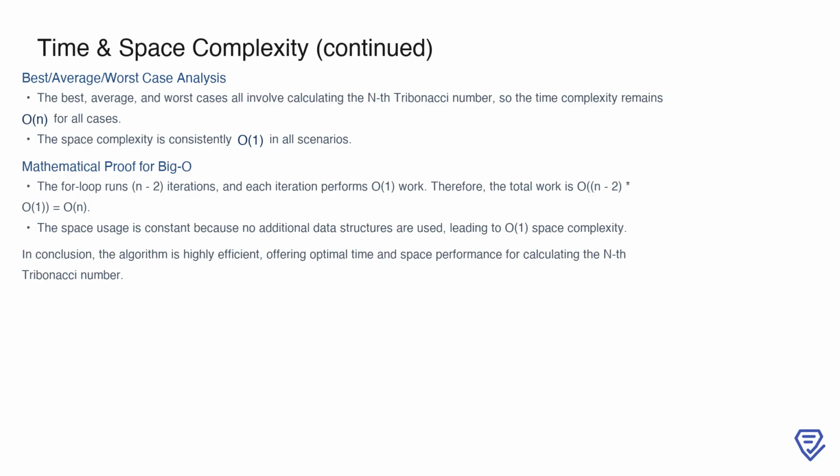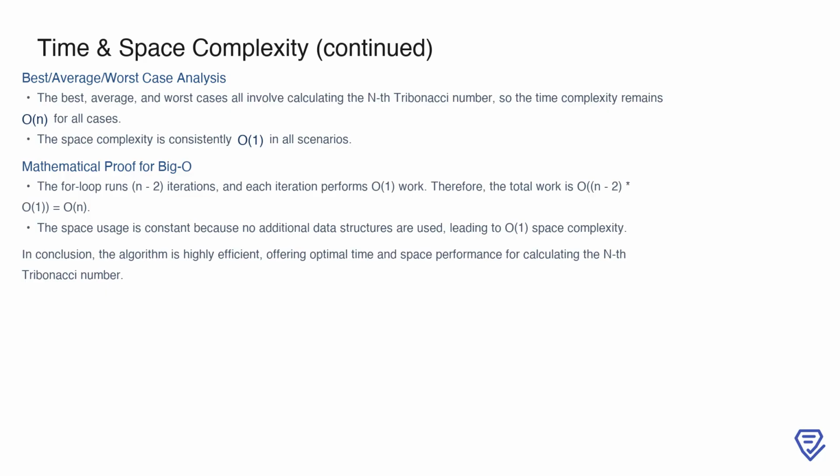Many solutions use a full-sized array to store all intermediate values, but this is unnecessary since only the last 3 values are required at any given time. Instead, you can use 3 variables to iteratively compute the result, reducing the space complexity from O(n) to O(1).